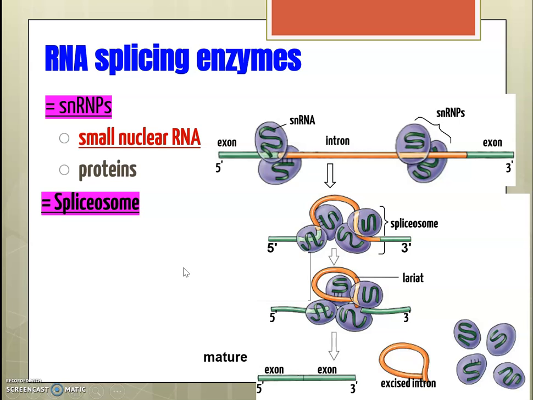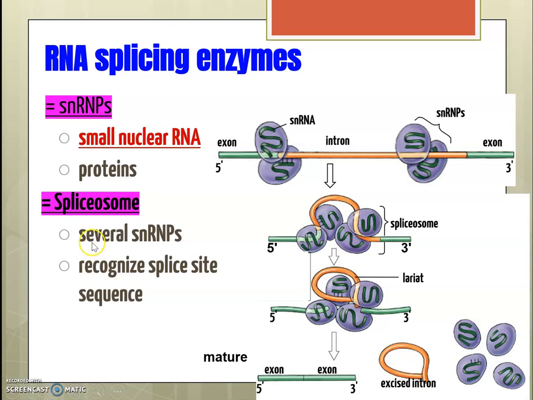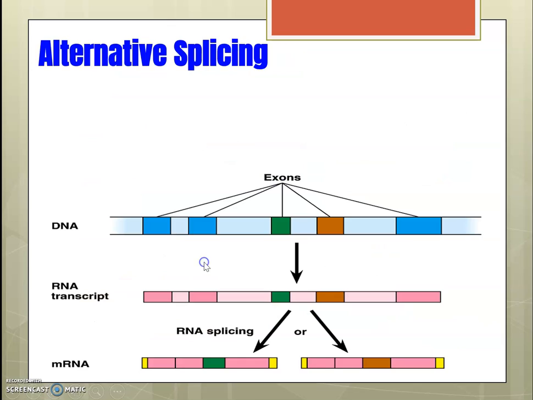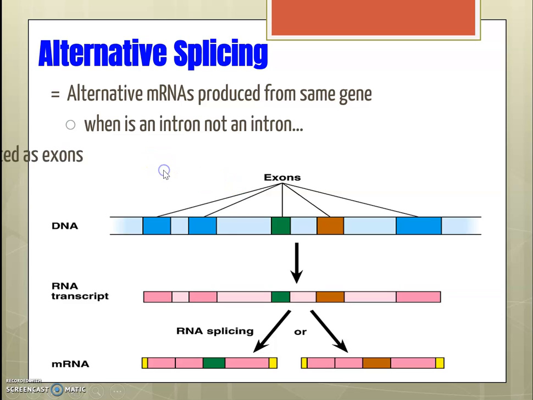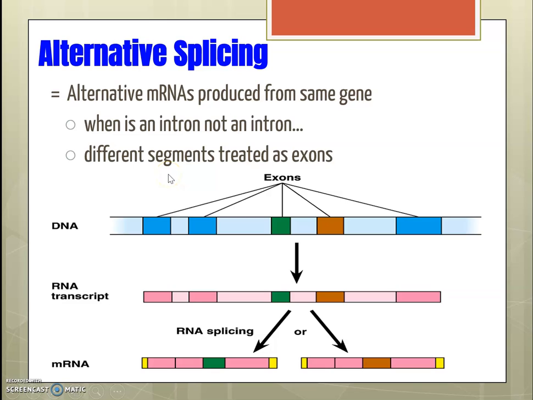Okay, obviously they're proteins. Then we can have a spliceosome, which is several of those small nuclear RNA. So they recognize the splice site sequence. So they're the cut and paste gene. They kind of come in and cut and paste and fix that. Alternative mRNAs can be produced from the same gene. That happens when an intron is not actually an intron. So there are different segments that are treated as exons.